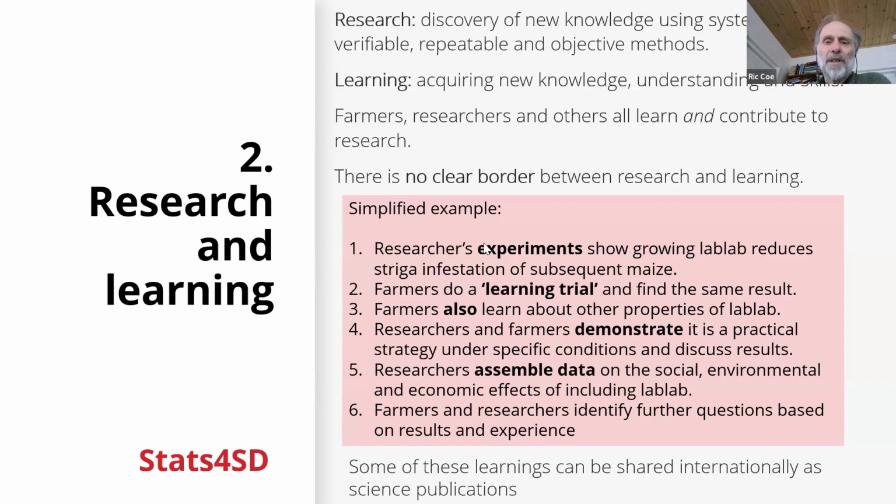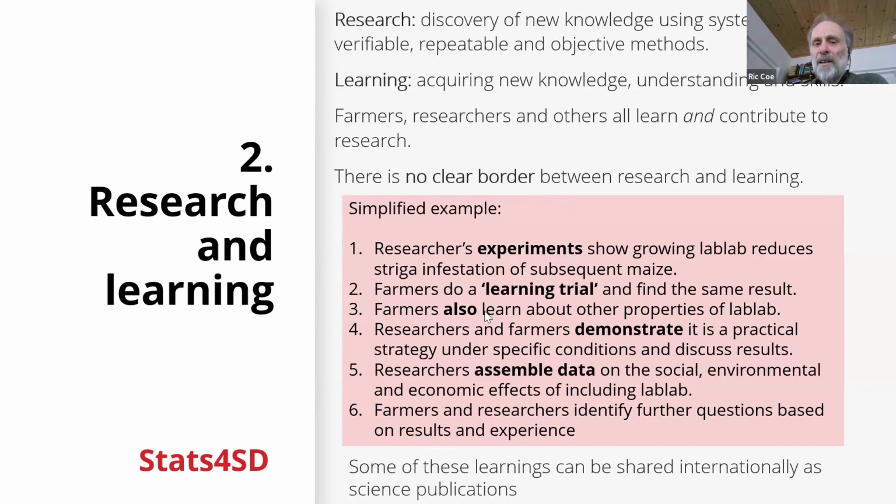Here's one. It's a sort of simplified example, but based on work that some of you have done. Researchers do experiments that show that growing lab can reduce striga infestation in subsequent crops. So what happens? We've got that. It's a great result. It looked really promising. So farmers do a trial in which they try the same things and they get the same result. Now, sometimes we say, okay, the first one is the experiment. We write that up as a scientific paper. The second one is just farmers learning the same thing. We don't need to write that up as a research result because it was already known.